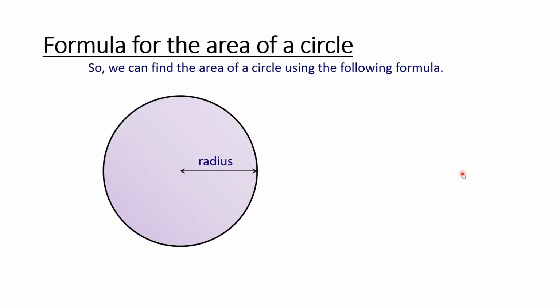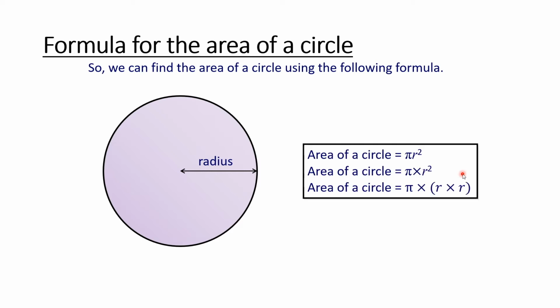So to find the area of a circle, you're going to need a specific formula. And this is the formula written out in three different ways. So we've got area of a circle is equal to pi r squared, which is the same thing as pi times by r squared, which is also the same thing as pi times r times r. Remember, square is when you times a number by itself twice. But these are the three ways that you can write out the formula.